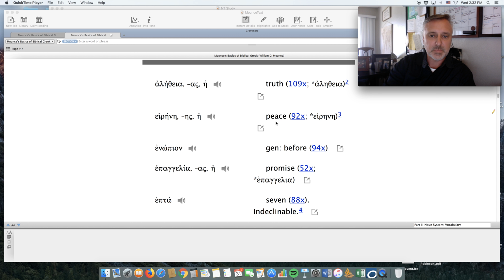Okay. Next word, enopion. Enopion occurs as a preposition in the genitive, and it means before. Enopion.